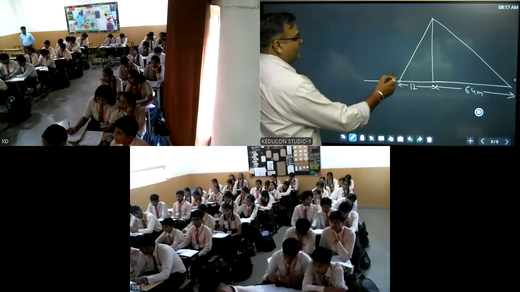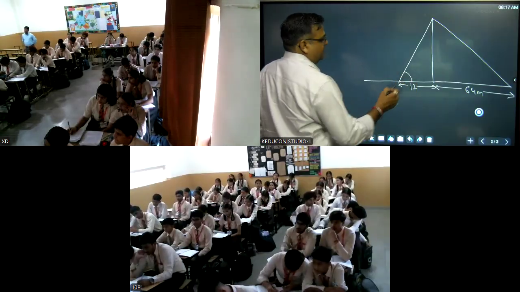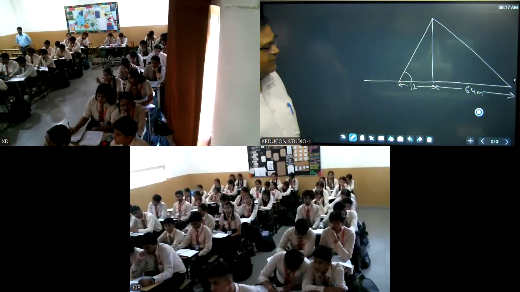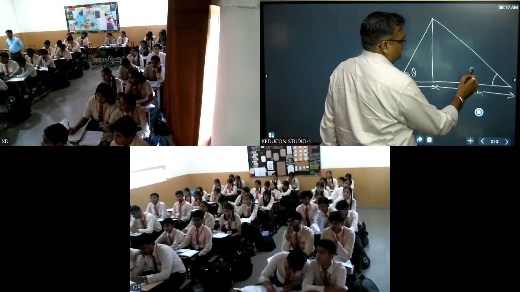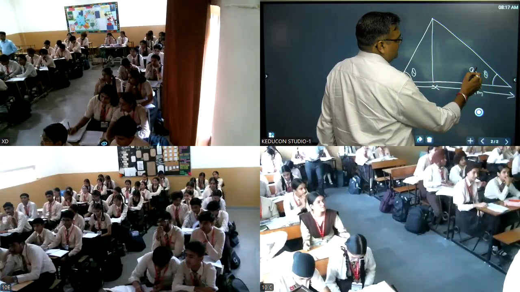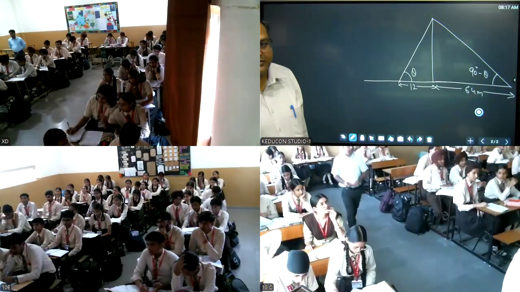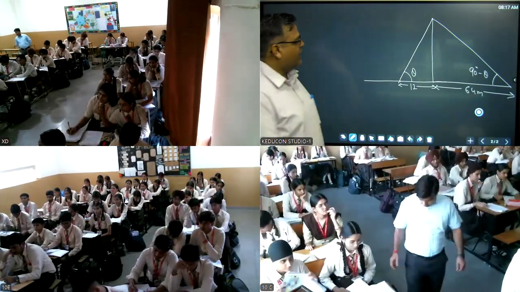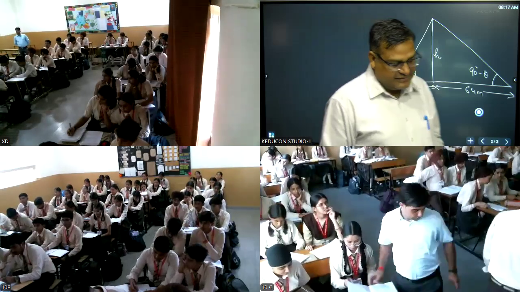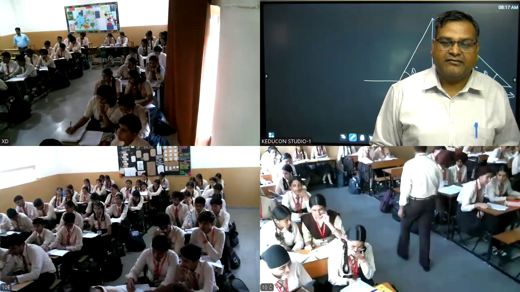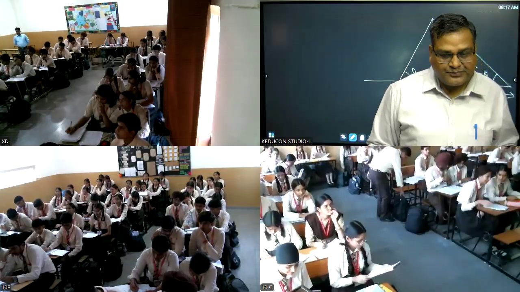And these angles are complementary. What is the meaning of complementary? If this is theta, this will be 90 minus theta. Is it clear? Now we have to find the height of this tower, and it is given as 24. We have to check whether it is 24 or not. How to do this?